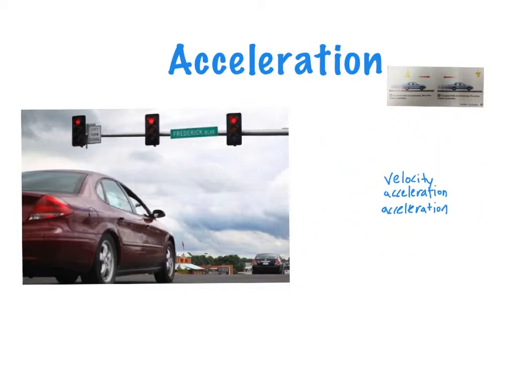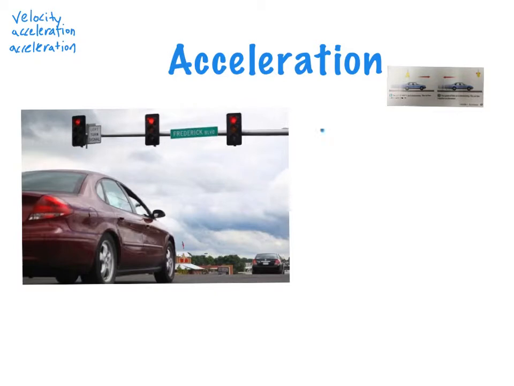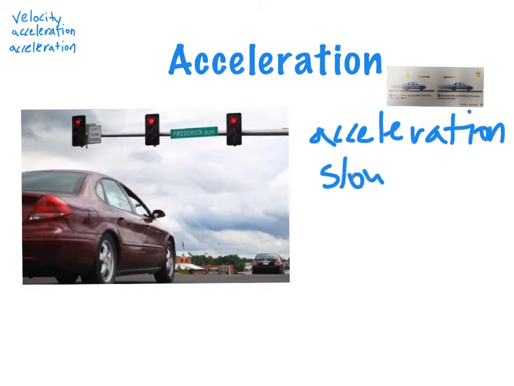Now for letter B, it says speeding up and slowing down. Usually we think about acceleration as when we're speeding up, but objects have acceleration not only when they're speeding up, but when they slow down as well. So think about when you hit the brakes, that's also an acceleration. But when a car slows down, it has a negative acceleration.